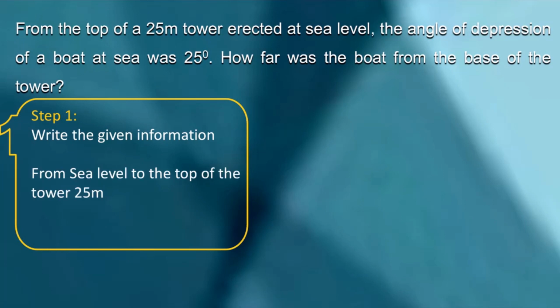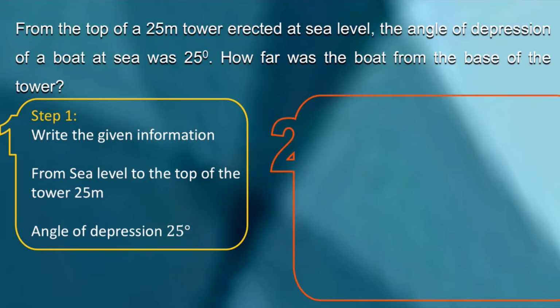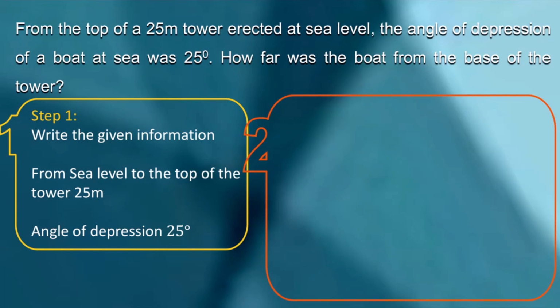From the sea level to the top of the tower is 25 meter. Ibig sabihin po, yung height po ng tower natin from the sea level sa taas po nito is 25 meter. And then, the angle of depression is 25 degrees. And then, next is i-illustrate po natin yung problem or we're going to sketch the graph.